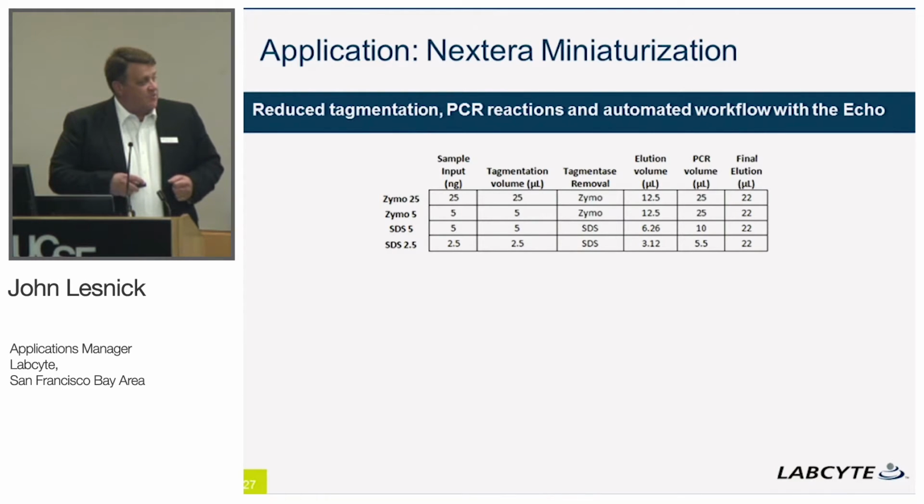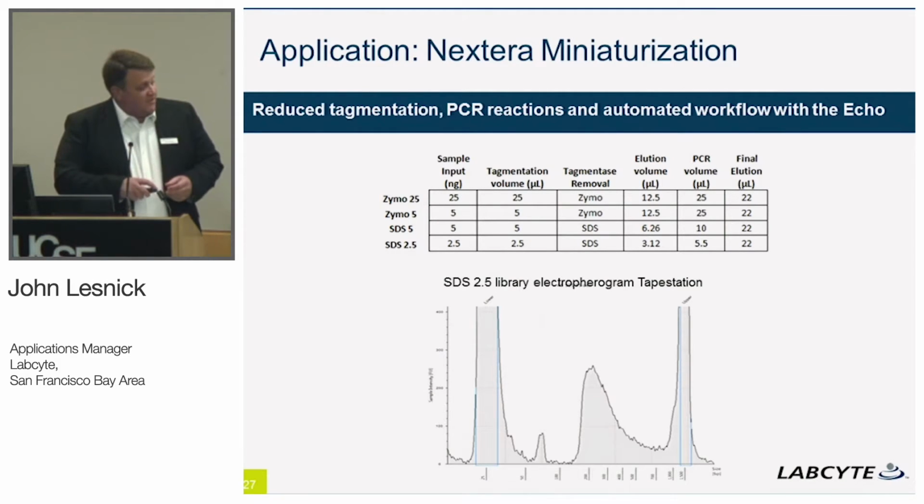In this particular case, we went straight to a 5 microliter tagmentation reaction, scaled appropriately, and had a 10 microliter PCR reaction. And then we further reduced with the SDS treatment to a 2.5 microliter tagmentation reaction and further reduced the PCR reaction to 5.5. As an example, this is the library that was generated from the SDS 2.5 library. This was taking 1 microliter out of the final library, run on a TapeStation, and the electropherogram is plotted here.